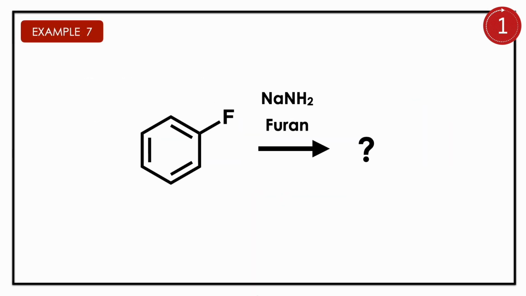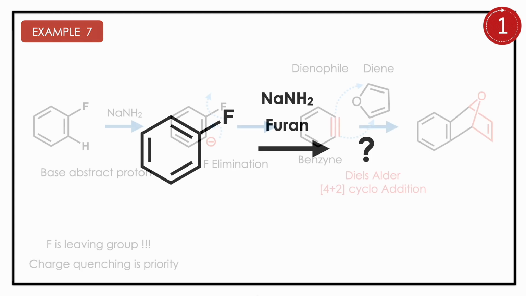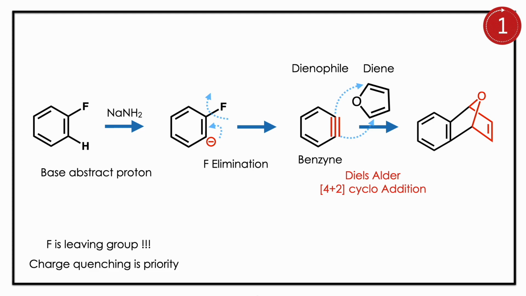Then the next example, you have chlorobenzene. You are reacting with sodamide and furan. You should find what will be the final product. Here you have chlorobenzene. You are using the strong base. Strong base abstracts the proton, which leads to the anion. Anion has to be quenched. Since there is no other leaving group, chlorine should leave to form benzyne. You heard it correct. Chlorine is the leaving group because charge quenching is the highest priority.